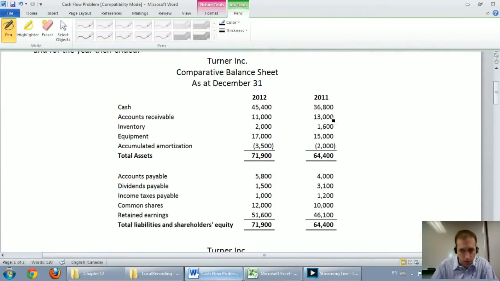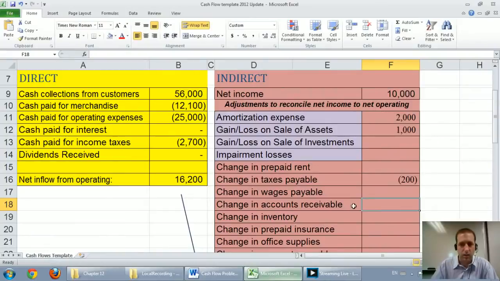Accounts receivable was 13,000 last year, 11,000 this year. Why would accounts receivable go down? The reason it goes down is you collected the money. So the fact that AR went down is good for our money. We add $2,000.